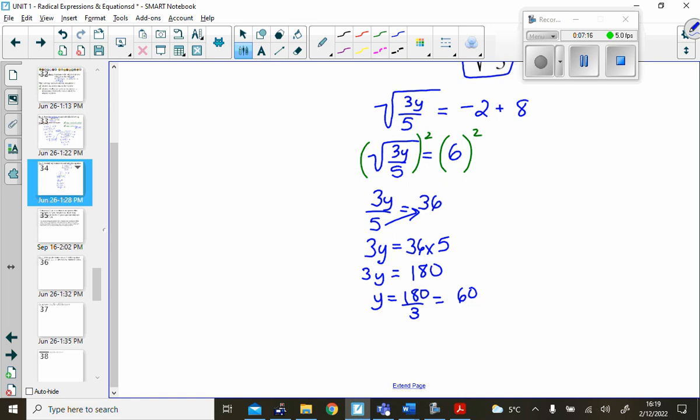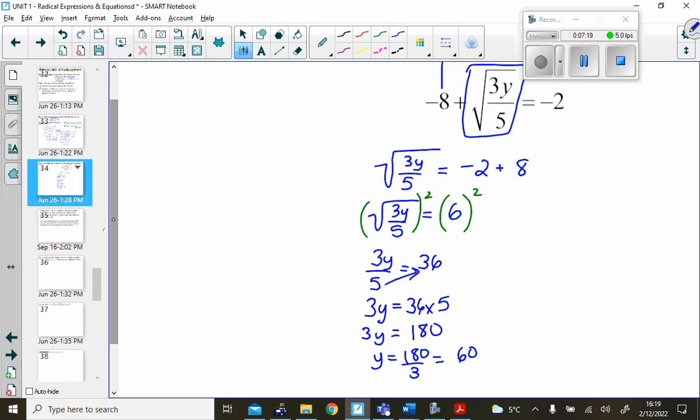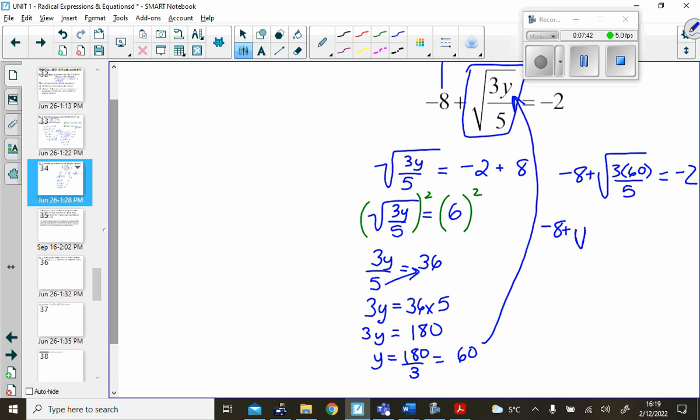And you have to then go check that answer. Before you're certain of the 60, you've got to plug it back into there and show that it works. Is negative 8 plus square root of 3 times 60 over 5 actually equal to negative 2? So the square root of 180 over 5. 180 over 5 is 36.